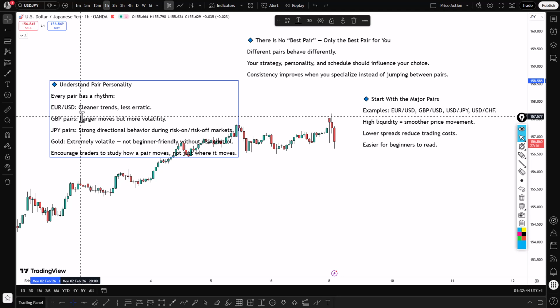Every pair, like I keep telling you guys, has a rhythm to it. The GBP JPY is volatile, and the way it moves is completely different from the way something like the Euro USD or the Euro GBP currency pair moves. And so one of the things you really want to do is find a trading strategy that fits your personality.